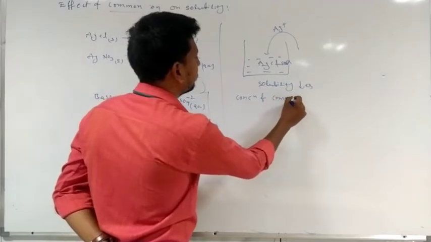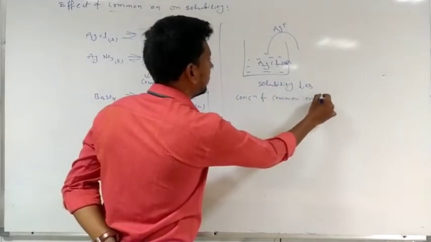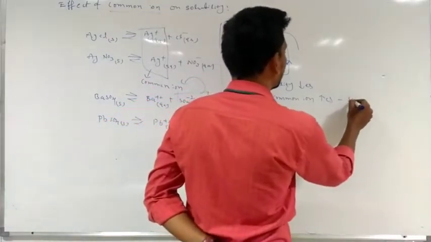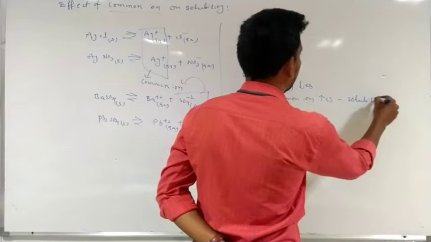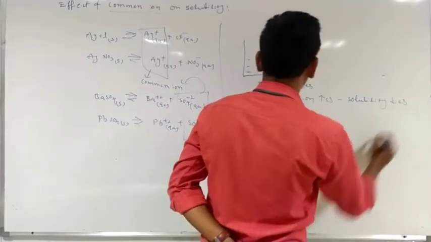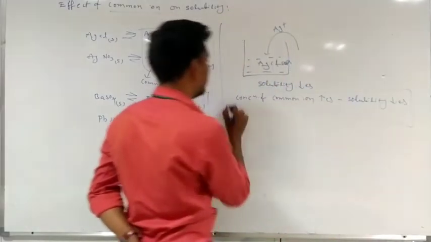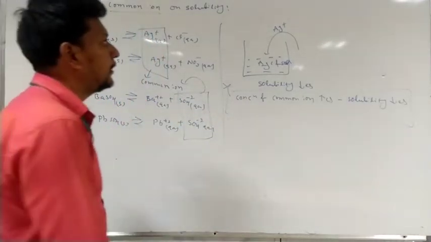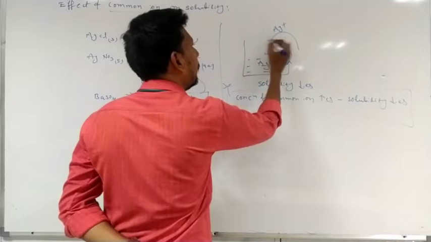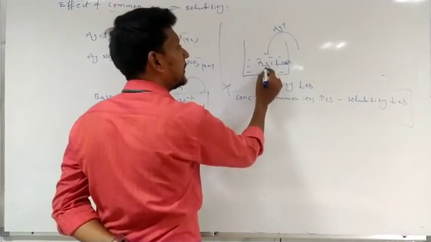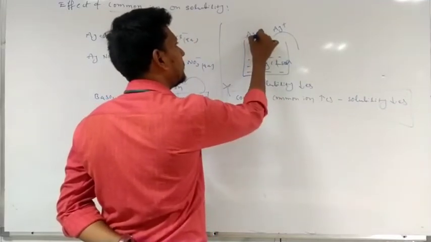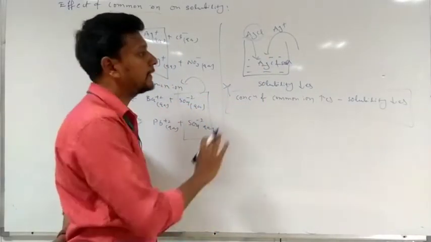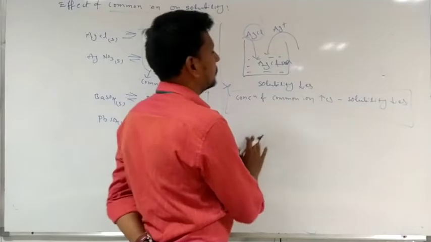common ion increases, and the solubility decreases. This is the key point: concentration of the common ion increases and solubility decreases. Now here I am going to add more Ag+. Now the solubility of this AgCl decreases. How, sir? I can prove that theoretically and practically also.